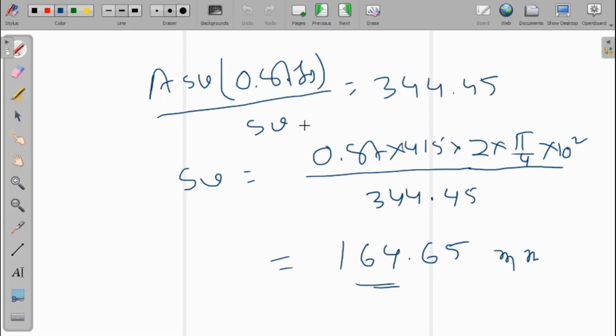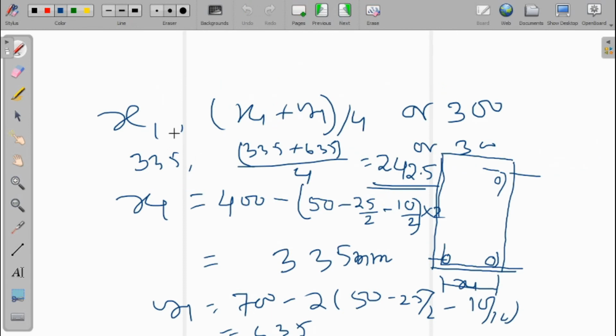Then I have assumed that 2-legged 10 dia bars we are providing. So what is their area? That area I have used and I have calculated the spacing, that minimum as per this calculation 164.6 spacing is required. Now what is the maximum spacing? Maximum spacing is x1 or x1 plus y1 by 4 or 300 mm, whichever is minimum.